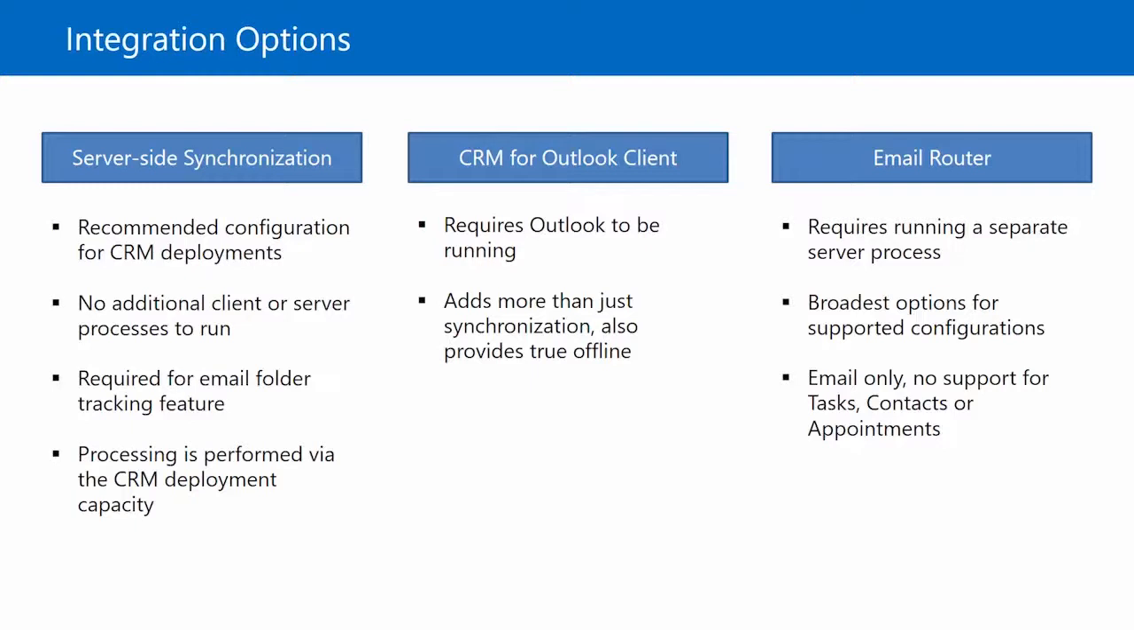The third and final option for doing email integration is the email router. This is probably one of the longest standing capabilities for doing email integration. It has the broadest options for supported configuration. So if you don't fit in the configuration options for server synchronization, email router is the secondary recommendation if you want something that doesn't require the user to be running some software, which the Outlook client does.